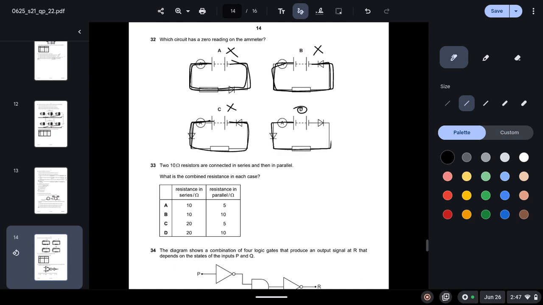So when the current reaches this point, the diode will not allow the current to pass, and it will reverse the current. So the current does not complete one complete flow. So zero reading on the ammeter.